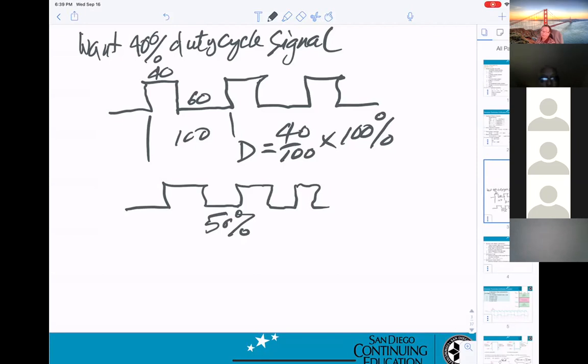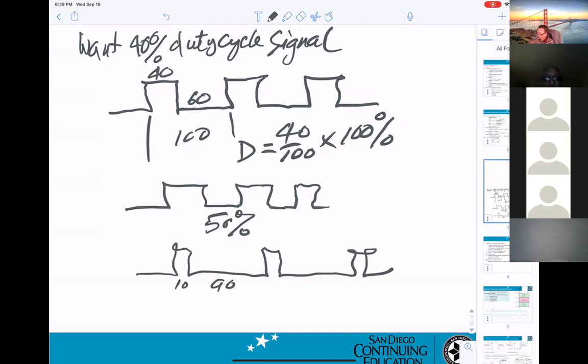If they say, I want the signal with 10% duty cycle, then you can know right away, this is the first one, then this is the next one, and this will be the next one. So you say that will be 10, that will be 90, right? Then okay, you understand.